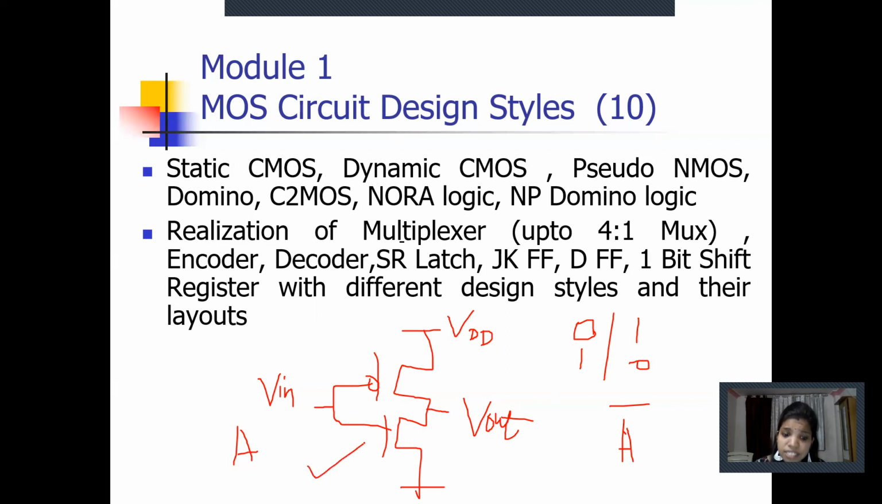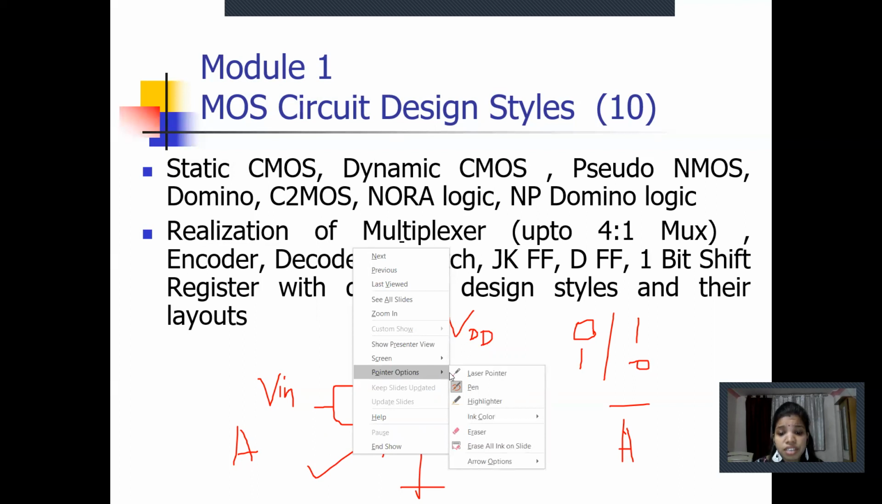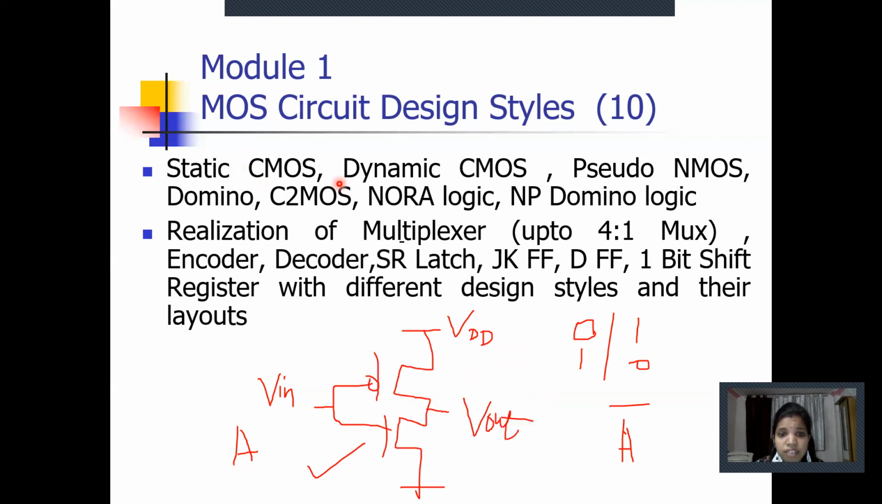Now to design this circuit, there are different techniques, meaning different design styles. One is static, one is dynamic, one is pseudo, one is domino logic, one is CCMOS, clocked CMOS, and NP domino. So these are different techniques. In static, this is basically the static type that I have drawn. In dynamic, one clock is there. In pseudo, there is a change in the load. In domino, they are different. We'll learn step by step. But these are design styles to draw these circuits.